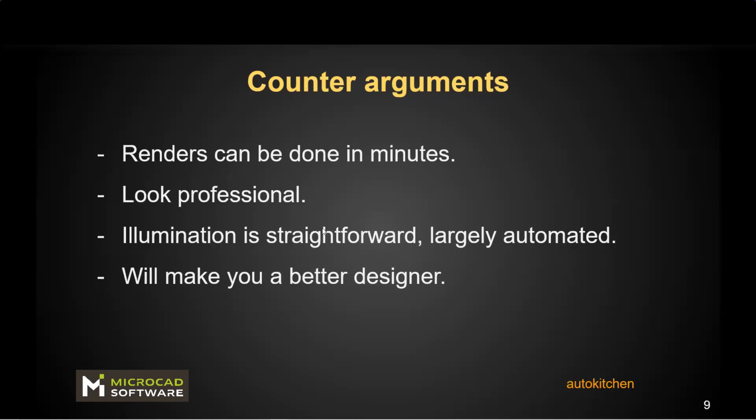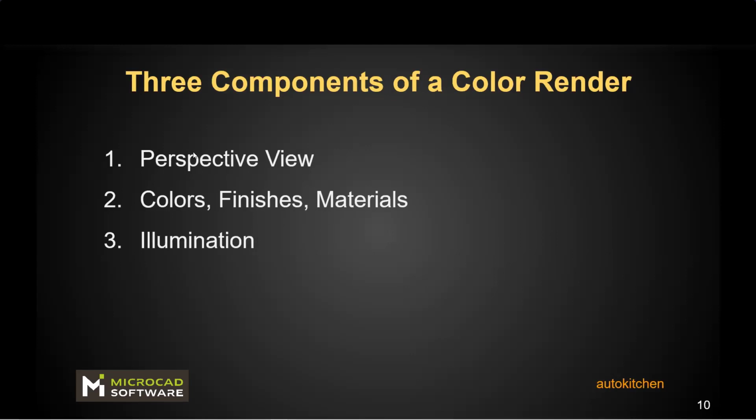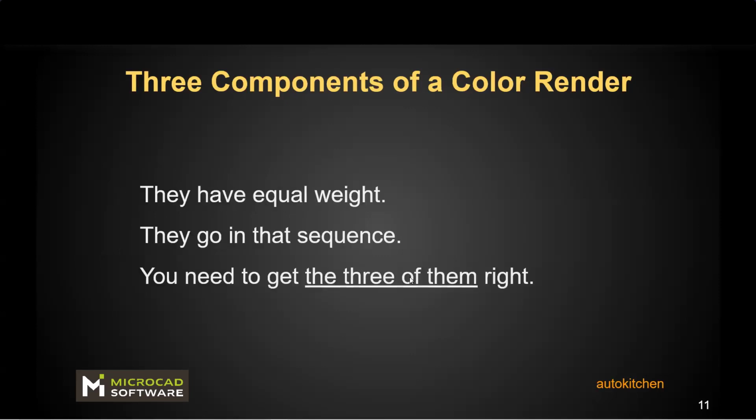Okay, let's look at what the components of a good render are. This applies no matter what program you use. You need a perspective view. You need to be able to apply colors, finishes, and materials to your design, otherwise it's not in color. And you need to be able to solve the illumination. Those 3 things go in that particular order, and they have equal weight.